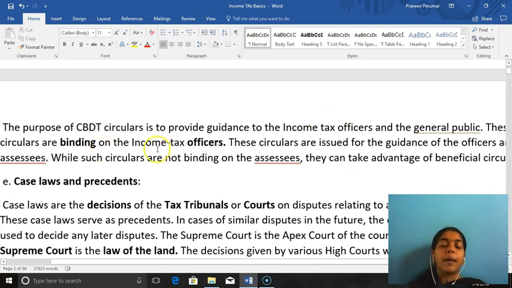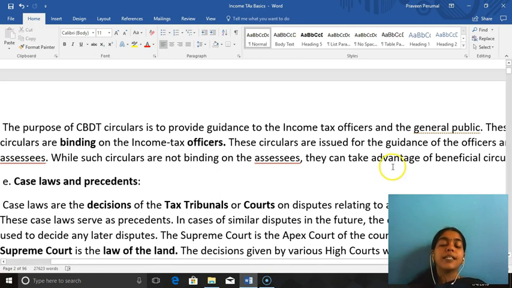These circulars are binding on the income tax officer. It is for internal purposes. Circulars are circulated within the department, and therefore they are binding on the ITO. Whether it is binding on the assessee? No, they are not binding on the assessees, but they are binding on the income tax officers. They are issued for the guidance of officers and assessees.